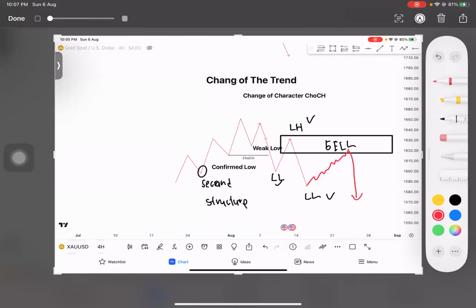So for the change of trend, are you guys clear about that? Any time frame will this apply? Which time frame is more realistic? M5, M15 and above will be better. Lower time frames like M1, I'm not suggesting.